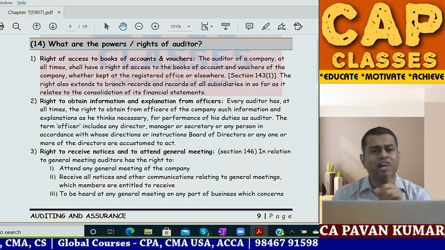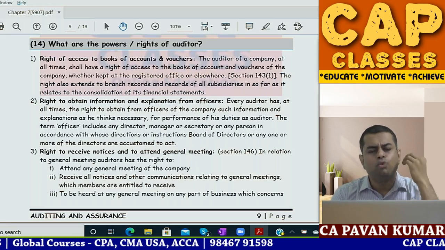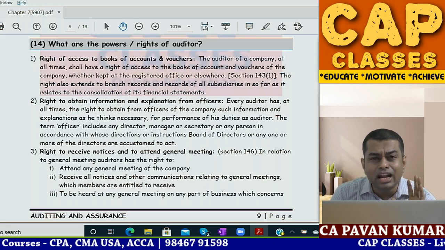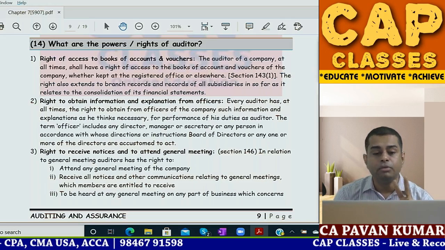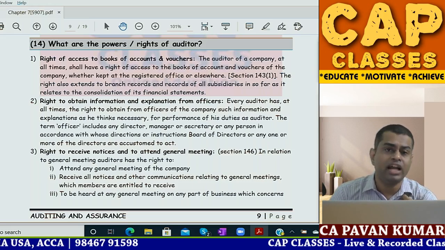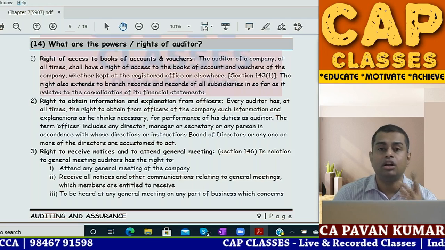One is right of access to books of account and vouchers and all the papers, documents, whatever the paper is. So if I ask any kind of document, you have to submit. Point number 2. Obtaining information and explanation is my statutory right. I can call any officer, I can call any employee, and I can obtain any information or explanation.